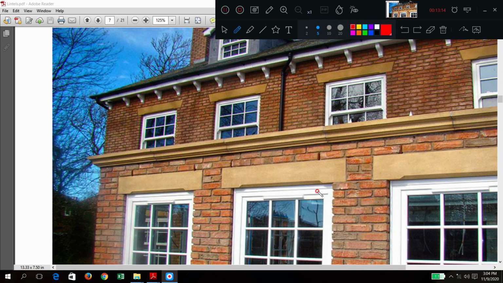In some cases the lintel is made of stone. In some cases it may use brick, wood, RCC, or steel. So depending upon the material and the workmanship, we have many types here. I hope it is clear now. Now we will go to the text portion. What is that?